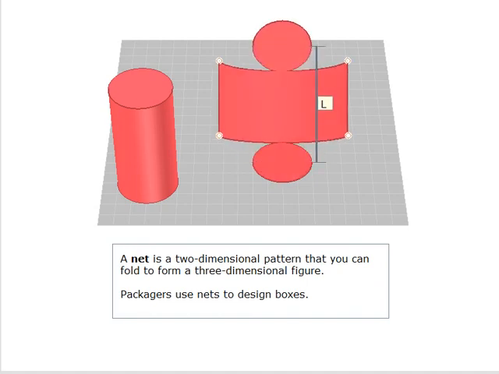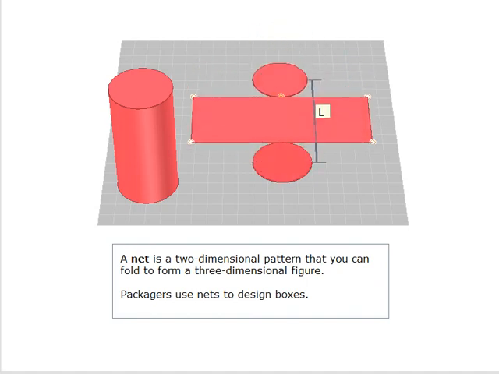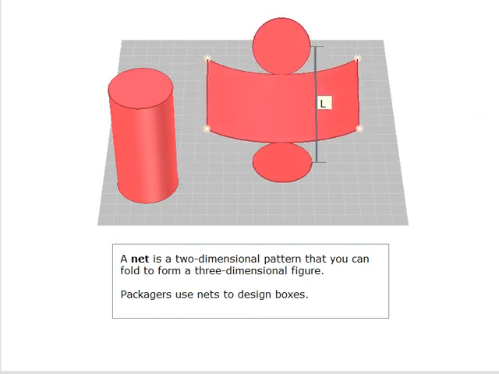When you flatten a three-dimensional figure, it reveals a two-dimensional pattern. So this now makes sense. A net is a two-dimensional pattern, this pattern here, that you can use to form a three-dimensional figure. Let's fold it again.